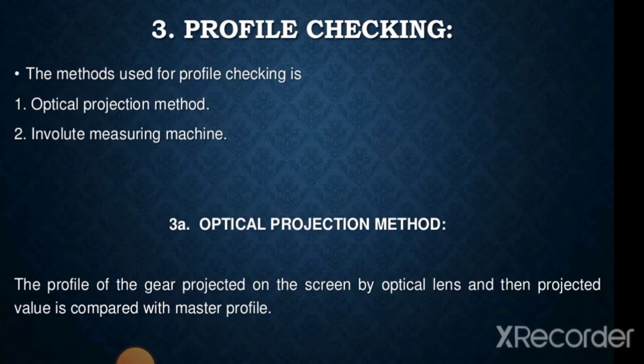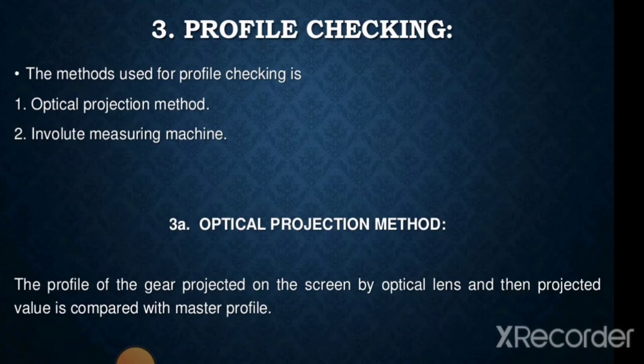In this optical projection method, the profile of the gear under test is magnified by using optical lenses, and then that image is projected on a screen. After projecting on the screen it is compared with the master profile. This method is very quick and suitable for checking the profile of small instruments, because we are using optical lenses to obtain the projected image, and it gives us early results.